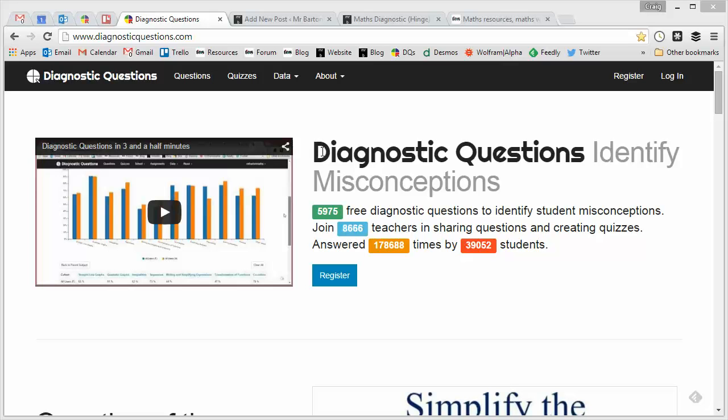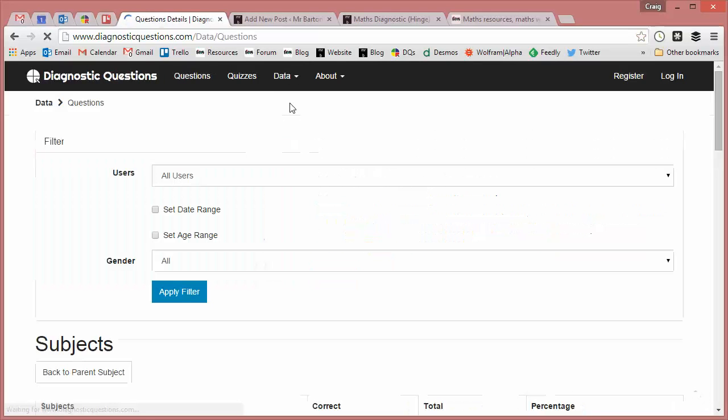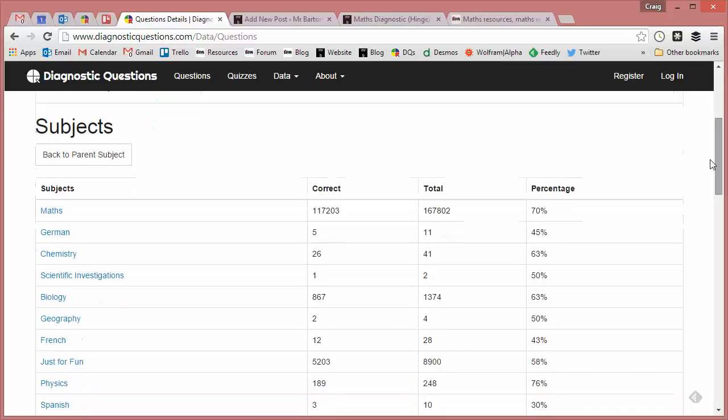Now this week I fancy doing one of my all-time favourite topics, which is probability. Because as we all know, those of you who've taught it, it is an absolute minefield for students' misconceptions. So let's dig ourselves out a question. So I'm going to go to data and I'm going to go to questions. And this is going to allow me to find some of the most misanswered questions in the whole wide world.